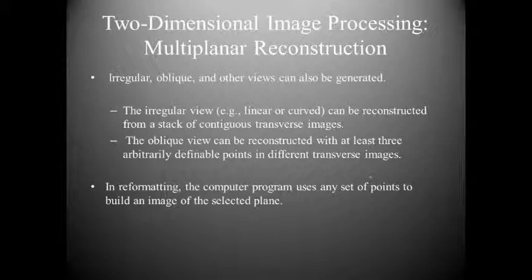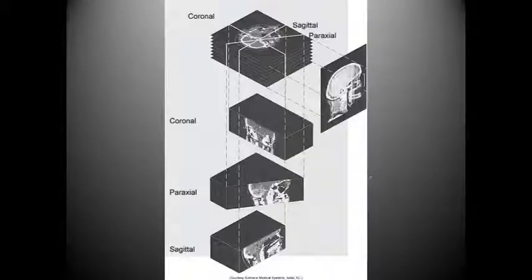We also have the ability to utilize irregular, oblique, and other views. The regular view, such as linear or curved, can be reconstructed from a stack of contiguous transverse images. The oblique view can be reconstructed with at least 3 arbitrarily defined points in different transverse images. In reformatting, the computer program uses any set of points to build an image of the selected plane.